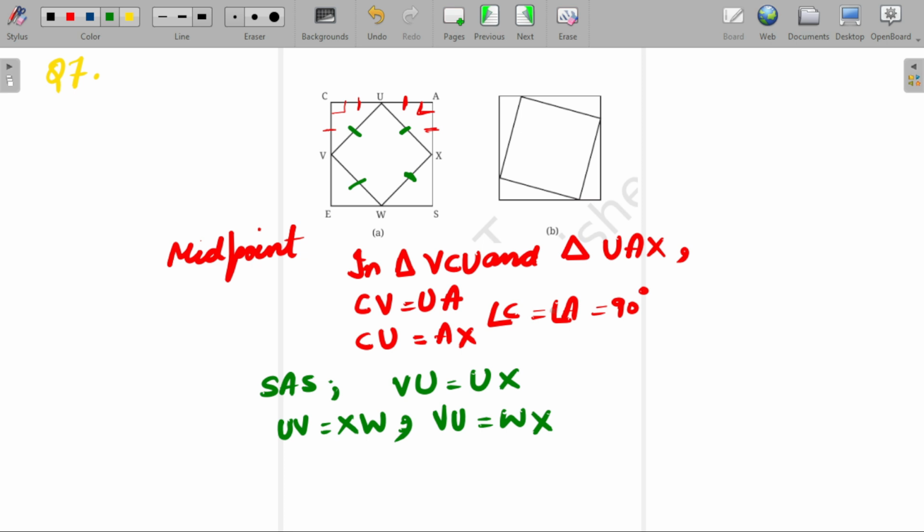The sides are equal. Now, to determine whether the interior quadrilateral is a square or a rectangle, we need to find out the angles as well. We know all the sides are equal. That means one hint is given: it could be a square. But to be sure that it is a square, we need to prove that the interior angles U, V, W, X are of 90 degrees. Okay. For this purpose, what will we do?